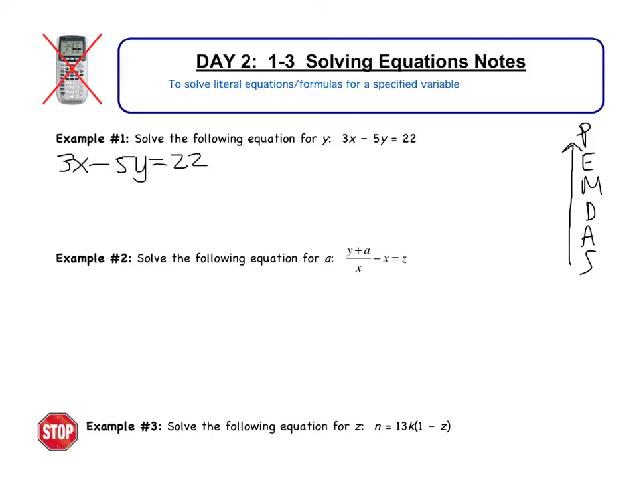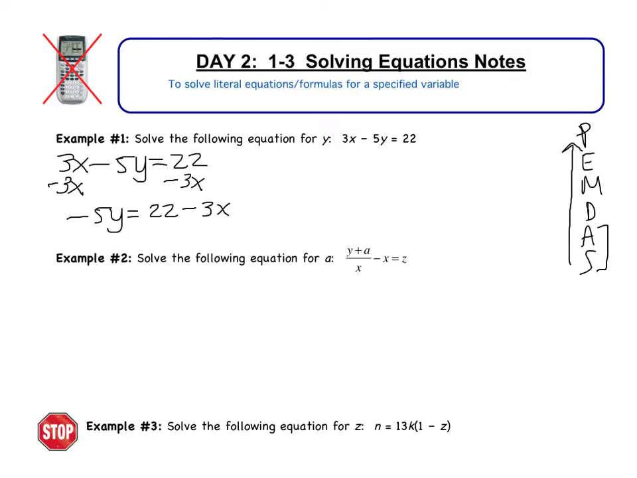But I'm going to always start with what's being added or subtracted. Now I notice that the 3x is being subtracted from the 5y, or I'm subtracting the 5y from the 3x. So that's what I want to get rid of first. Looking at the leading sign, it's a positive 3x, so to get rid of it, I'm going to subtract 3x. So I have negative 5y equals 22 minus 3x.